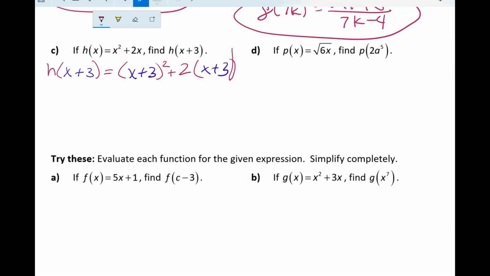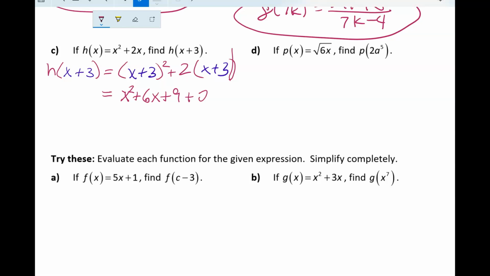And on the right side, we have some simplification to do. Just think of it in order of operations. X plus 3 needs to be squared first. Now remember, that's x plus 3 times itself. So that's x squared plus 6x plus 9. You can't just distribute the square.